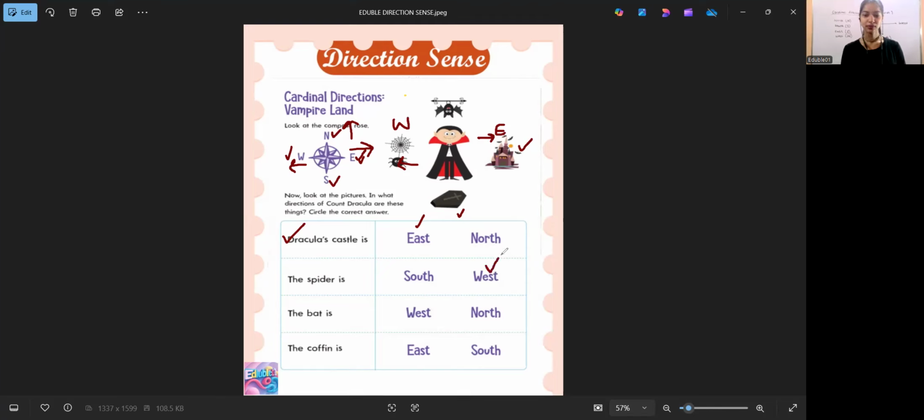Now the bat is on the head of the Dracula, and on the top we have N. So what does it mean? That the bat is at north cardinal direction. Now, the coffin, that is the last thing remaining, is at the bottom, and we have south direction at the bottom. So south is the option. Okay, you get that? Very nice.